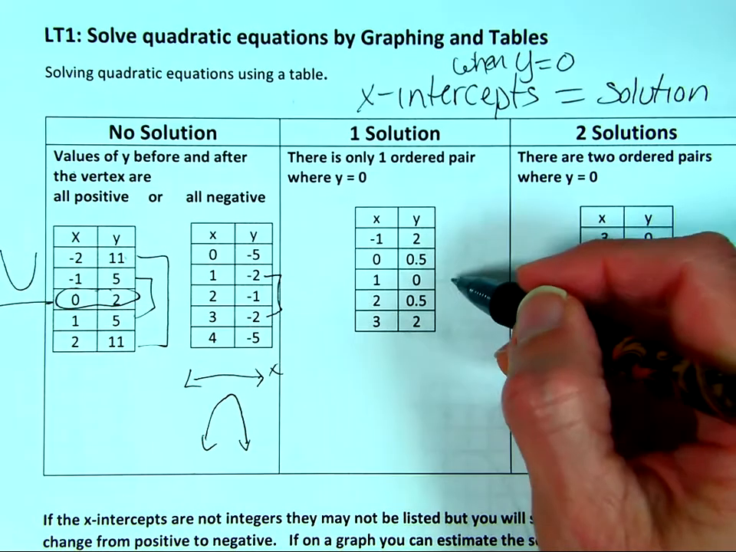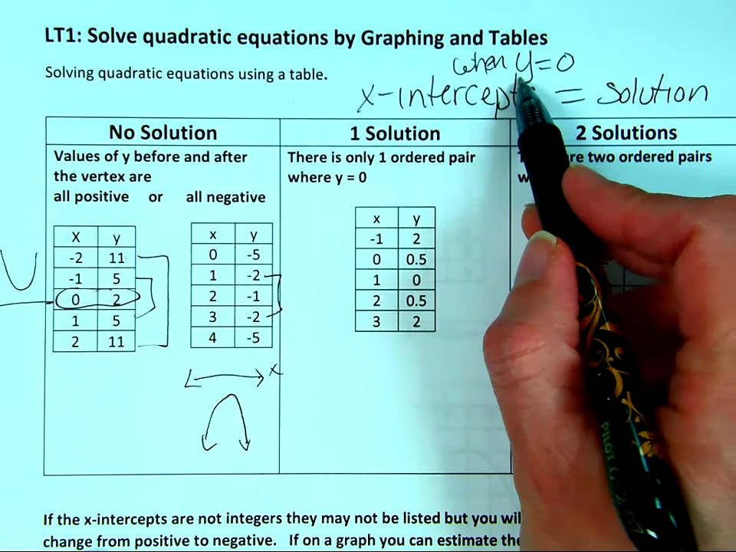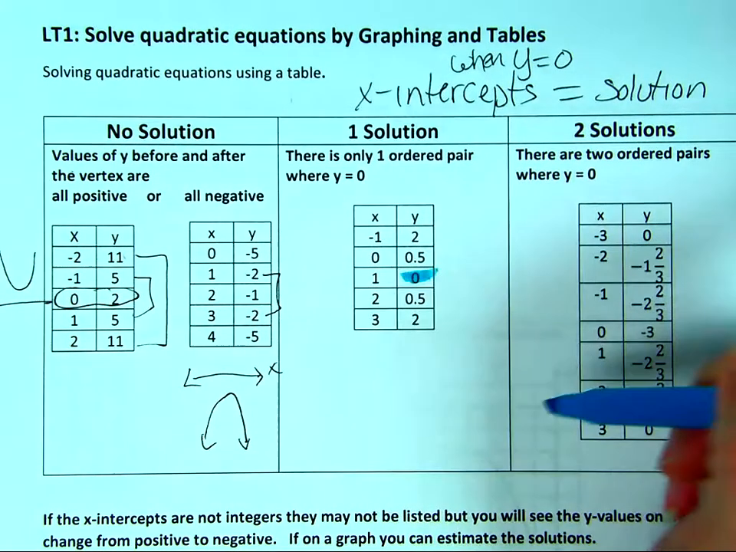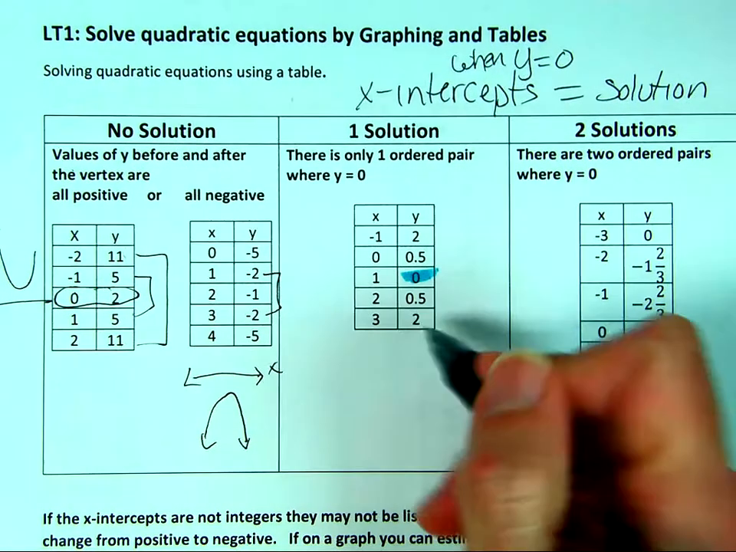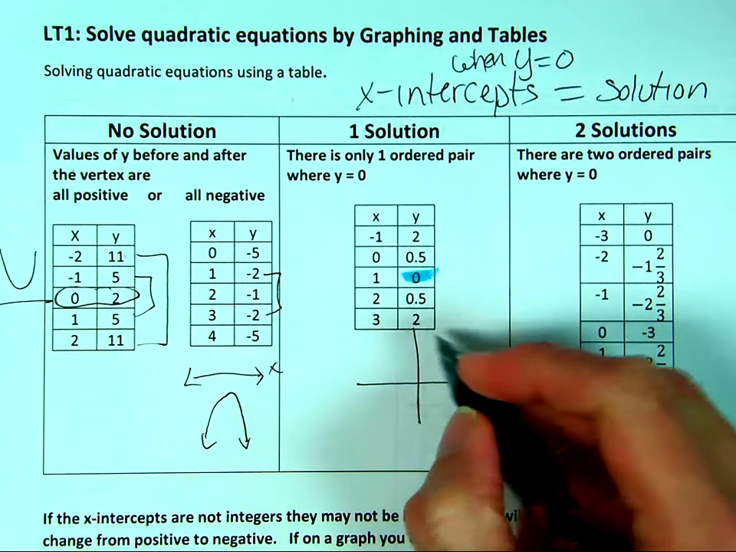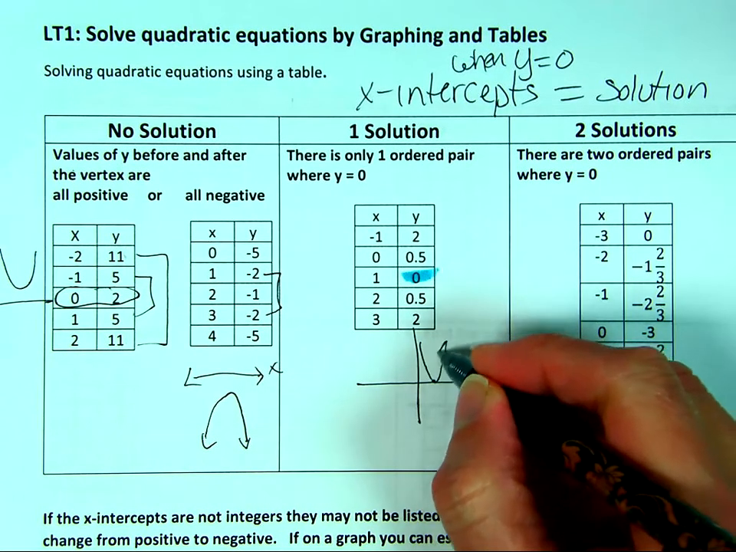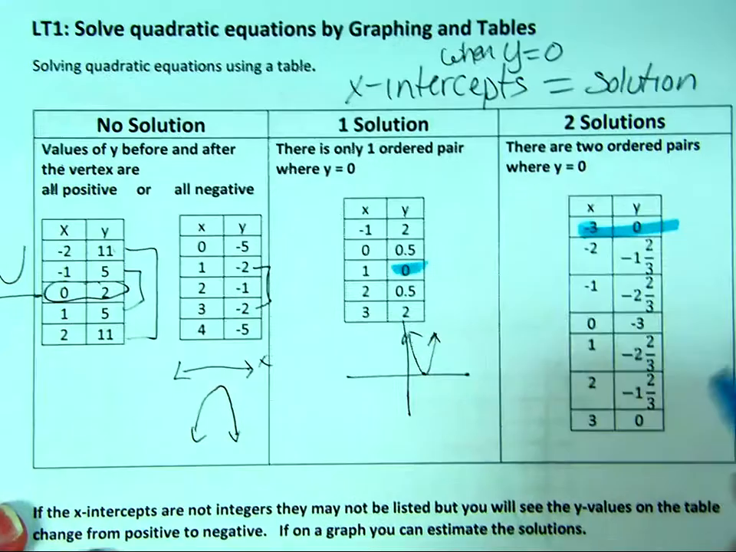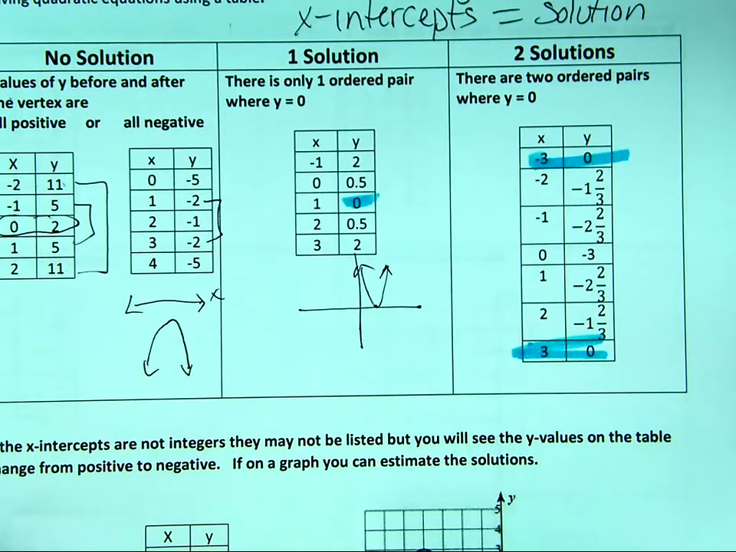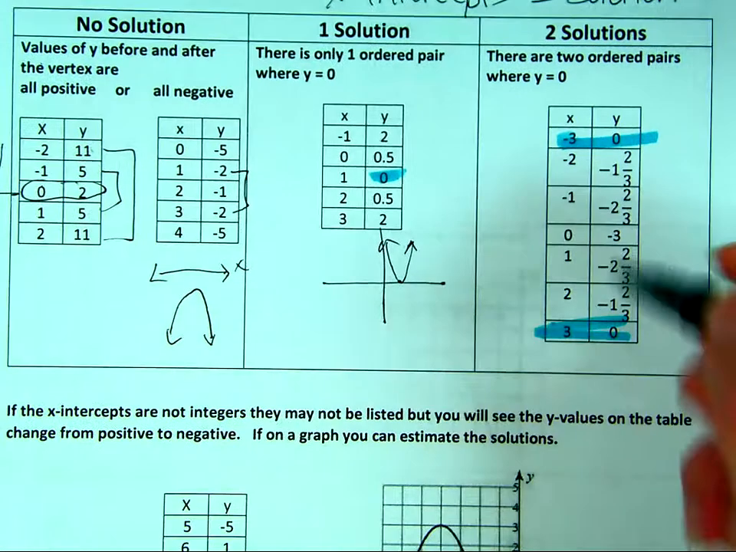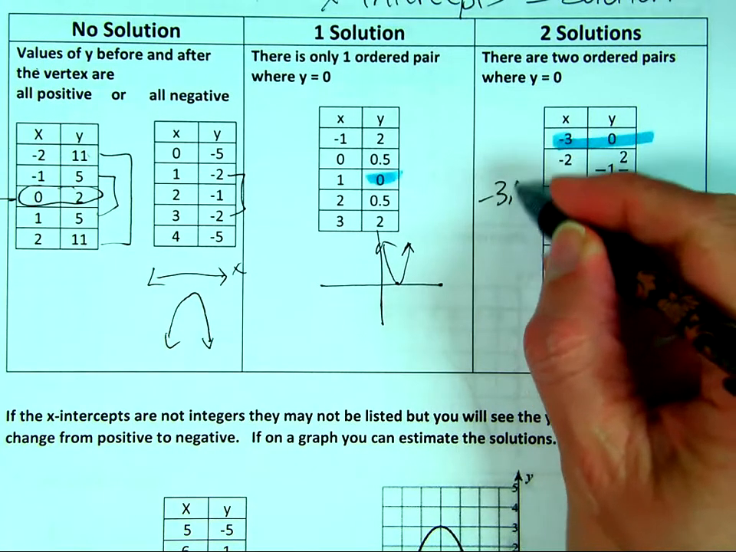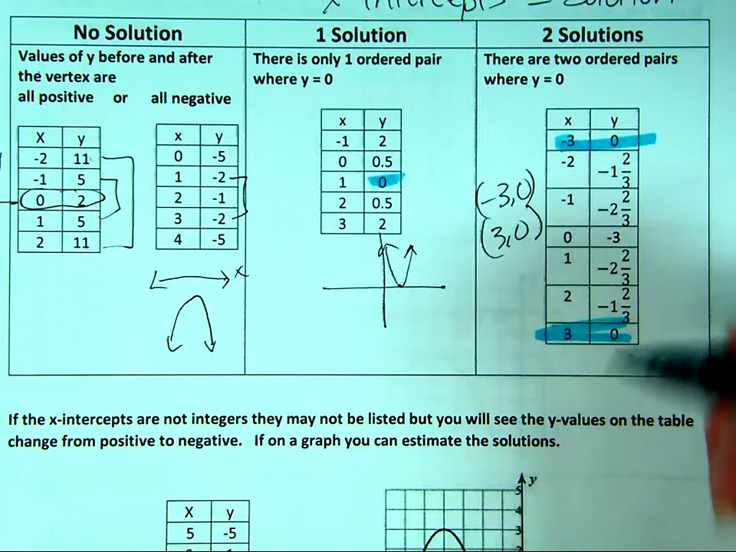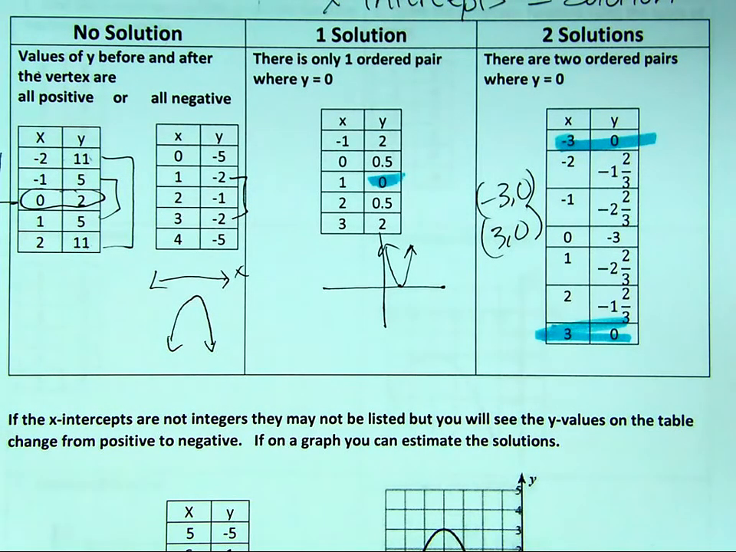What would a table look like if there's one solution? Because we're looking for when y equals 0, I just look at the y's and see there's a y equals 0. How many are there? Just one, and that's the actual vertex. That means it just hit there and went back up. So that's one solution. And over here I have two solutions, because there are 2 times where y is 0. So what are my x-intercepts? -3, 0, and 3, 0. That's how you look at a table and find out what the intercepts are.